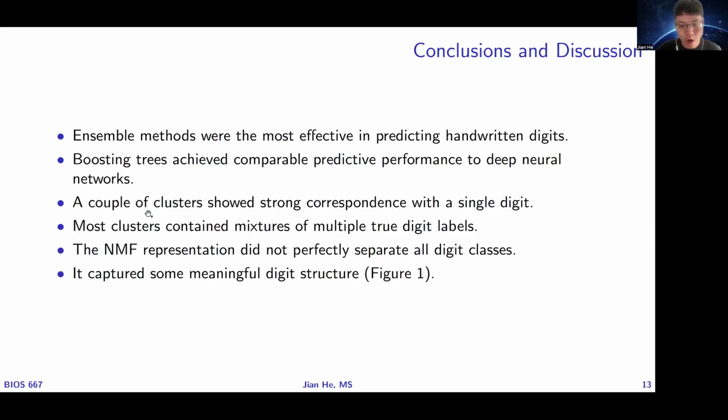So as we already discussed, a couple of clusters showed strong correspondence with a single digit, but most clusters contain a mixture of multiple true digit labels, and the NMF representation did not perfectly separate all digit classes, but it did capture some meaningful digit structures as shown in figure 1.